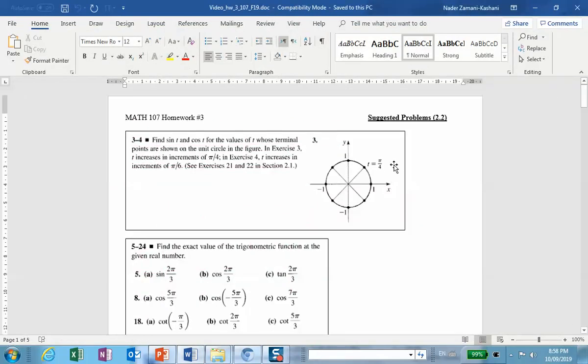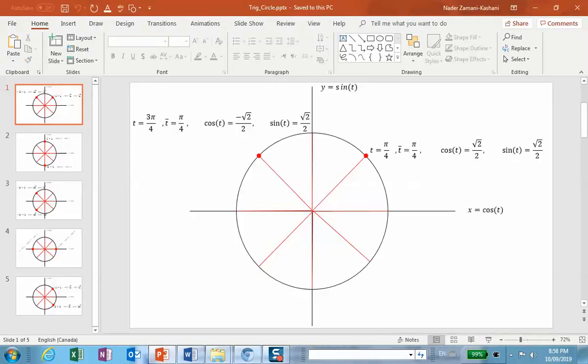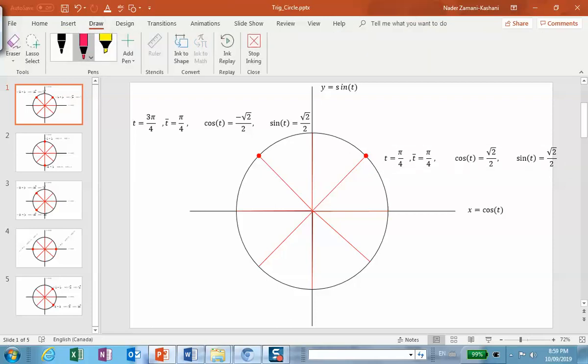So what I've done, just like the other assignment, is prepare the PowerPoint slide here. So first of all, when t is equal to pi over 4, the reference angle is the same. Okay, the reference angle is right here, the same thing as the angle itself, or the reference number is the same thing as the number itself.